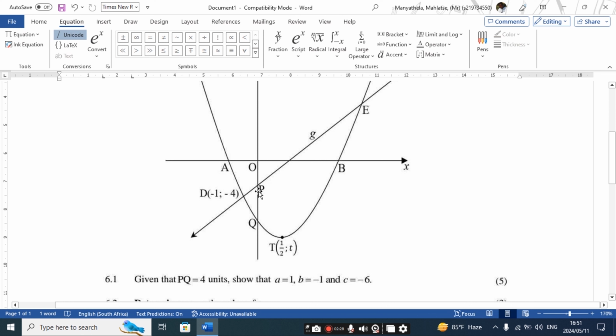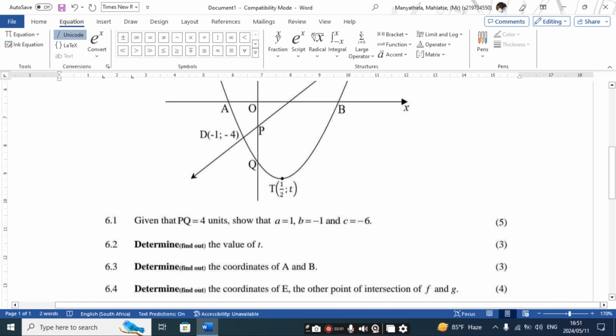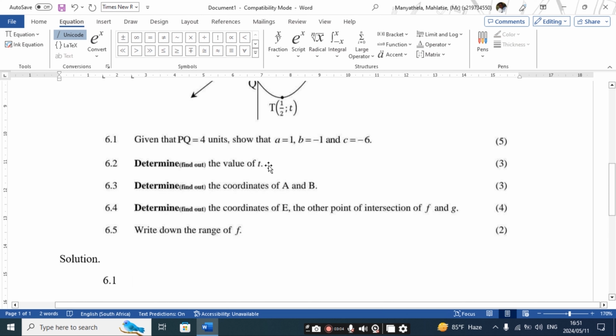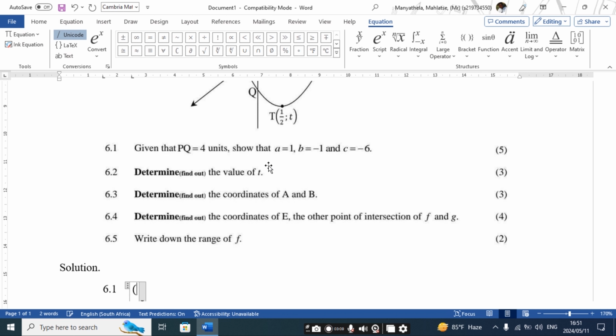So we have the x coordinate, we have the y coordinate at P, but we do not have the y coordinate at Q. So that is what we are going to get, and that y coordinate at Q will then be the value of C. Okay, so this is what we are going to do for 6.1. For question number 6.1, they are saying given that PQ, the distance between P and Q, is 4 units, so I'm going to take the distance and square it to find the corresponding y value at Q. So this is what I'm going to do.